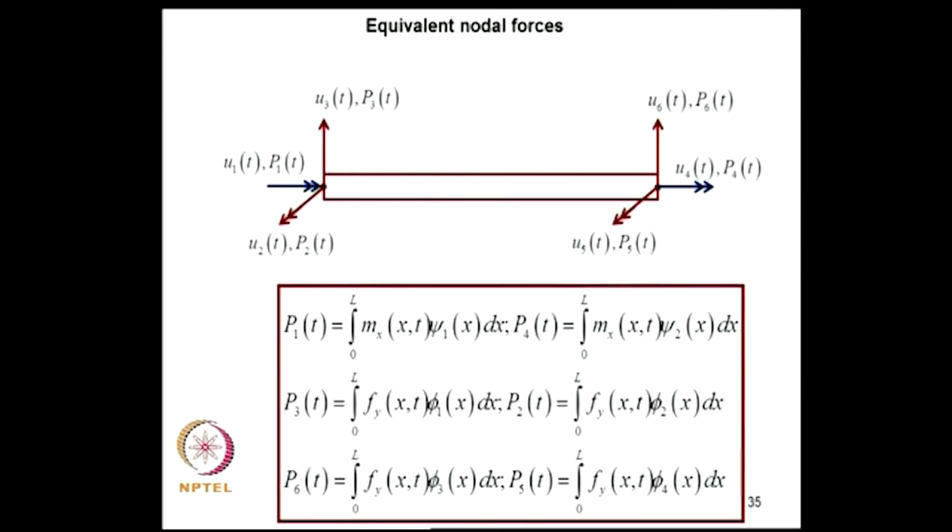Now, how do we compute equivalent nodal forces? The logic is similar to what we did before. If there is a distributed twisting moment m x of x comma t throughout the rod, P1 and P4 are the couples at the two ends, and they are given by this. P3 and P2 are the shearing forces, given by these quantities, and similarly the bending moments are given here. Okay.